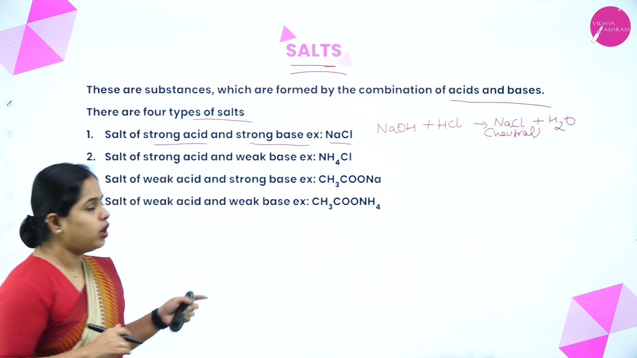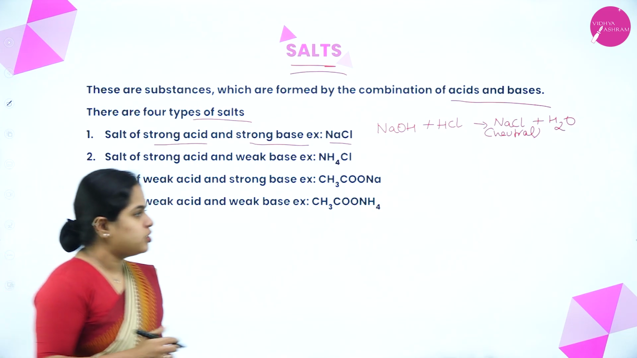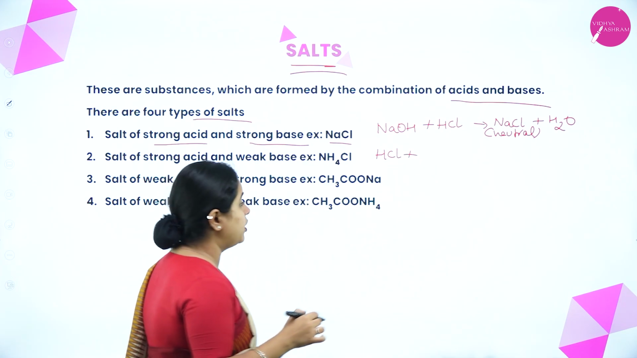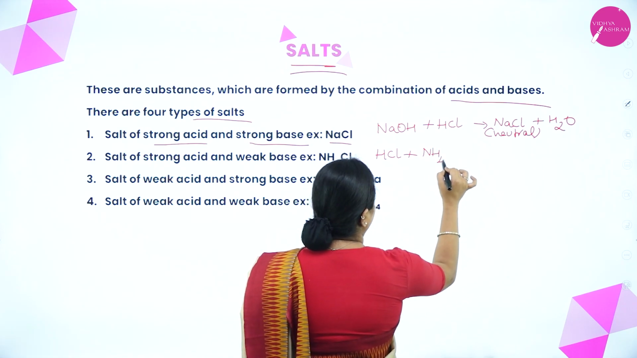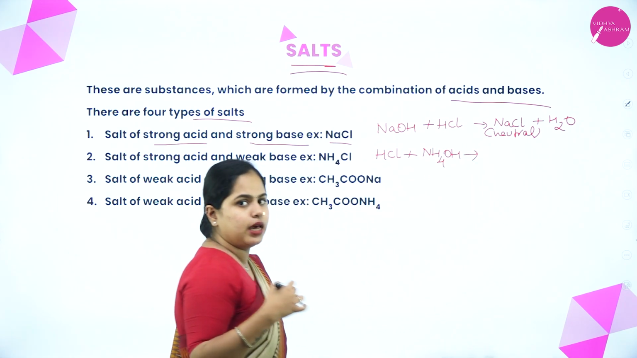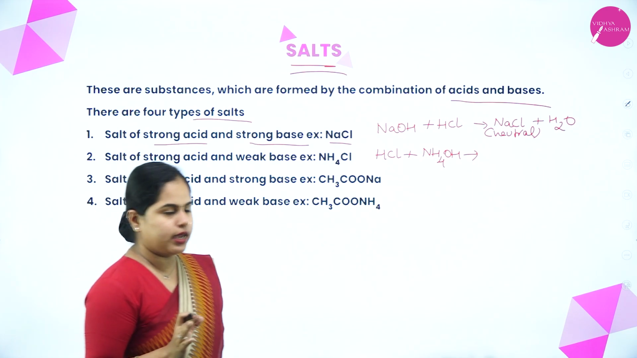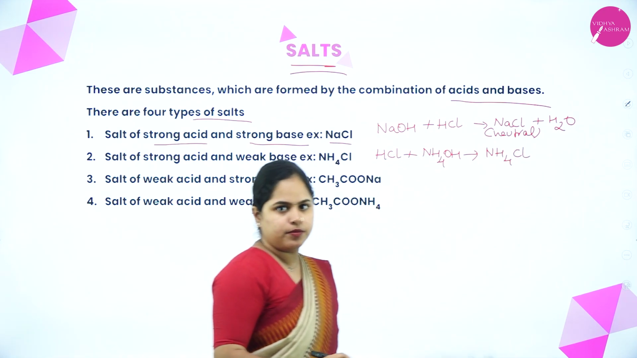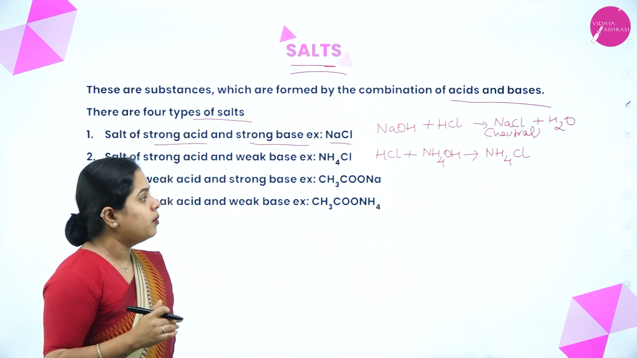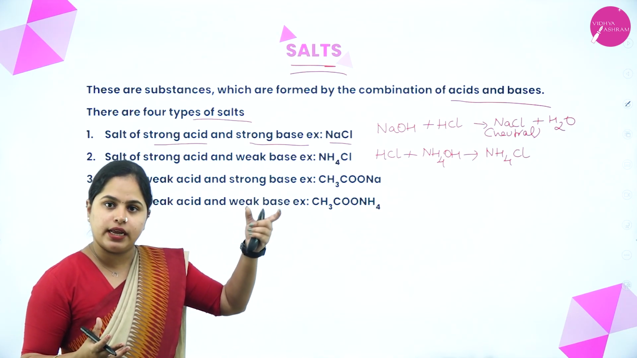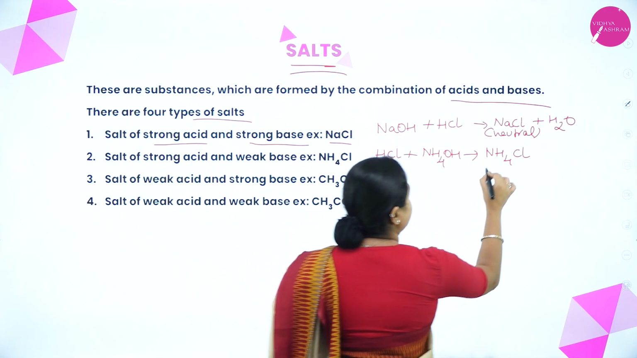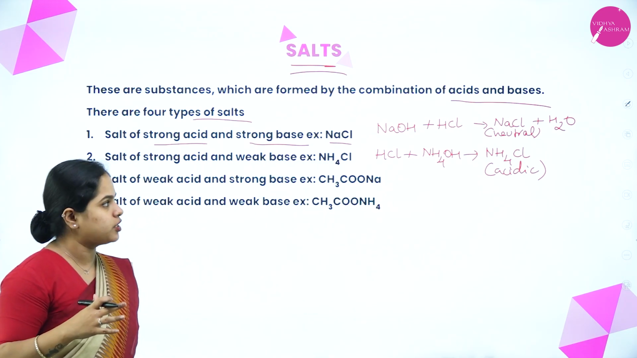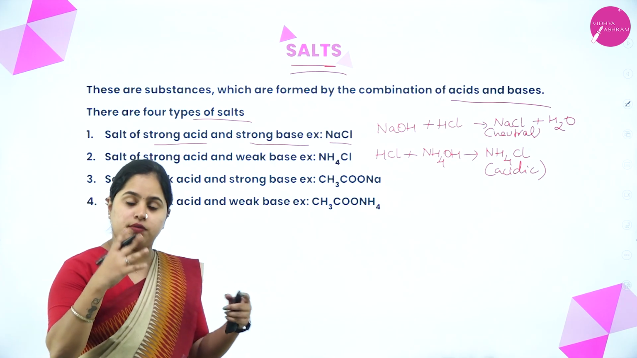Coming on to the next one, salt of a strong acid and weak base. The strong acid again I am going to take here is HCl. Which is a weak base? It is ammonium hydroxide. Ammonium hydroxide is a weak base, HCl is a strong acid. So, what is the salt you are going to get? It is NH4Cl and water will be there, right? Ammonium chloride is the salt. As it is a strong acid and weak base, this salt will be an acidic salt, right? Acid is stronger, so it will be acidic. In the first one, both of them are strong, so it will be a neutral salt.